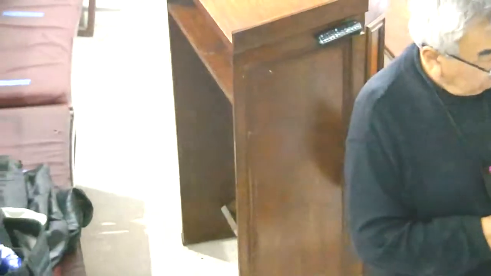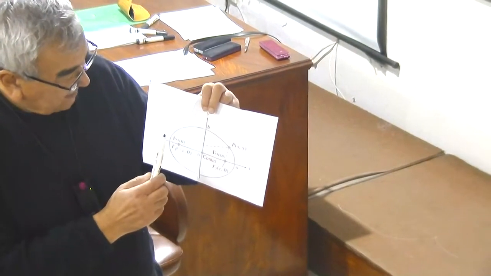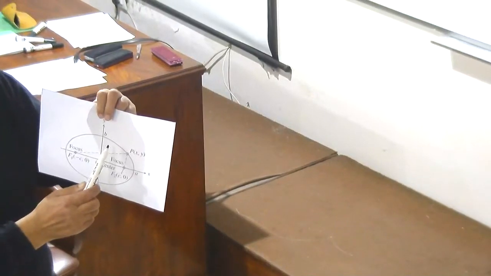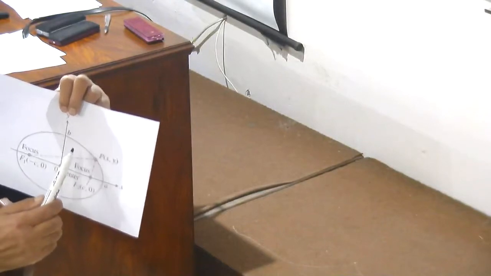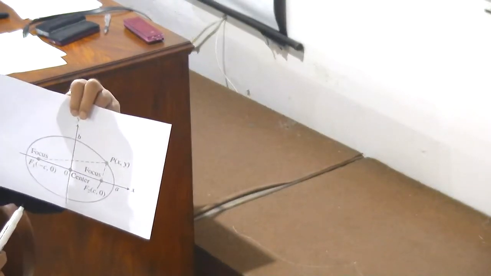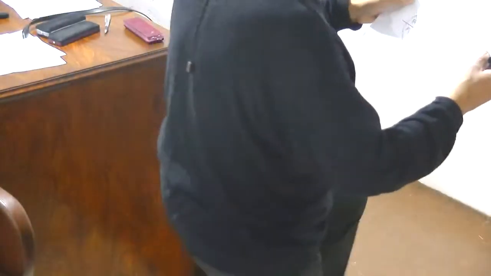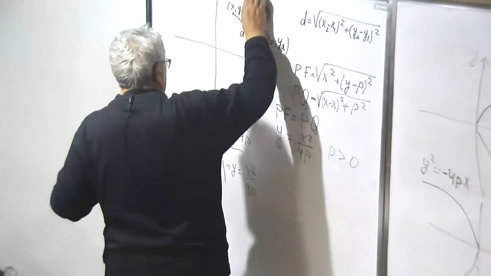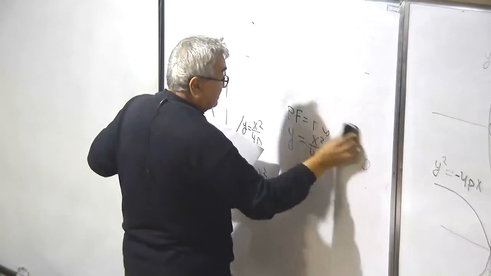That means the definition of the ellipse is the following. It is the set of points on the curve for which the sum of the distances from the point on the curve to the foci, that means this distance plus this distance, is constant. Now I will write the equation for the second curve, which is the ellipse.